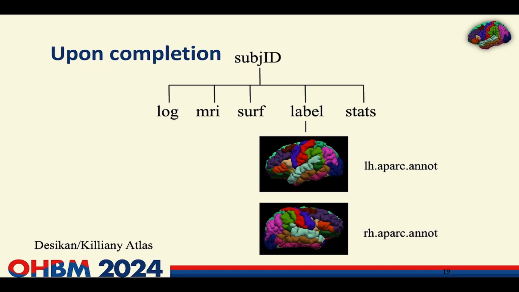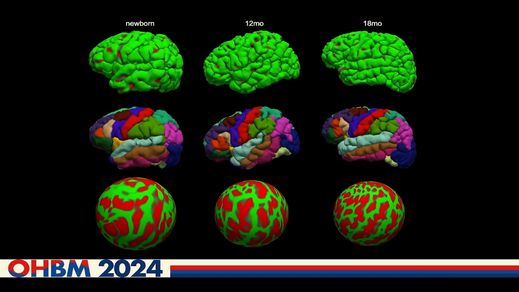The parcellations, which are basically segmentation labels mapped onto these surfaces, are going to be located in the label directory. And we have various versions. One of them is the Desikan-Killiany atlas that you have already heard about in the previous talk. As I mentioned, with Infant FreeSurfer, you can process a bunch of various ages. So here I have an example of a newborn, a 12-month-old and an 18-month-old with a PL surface, spherical representation, and the parcellations.